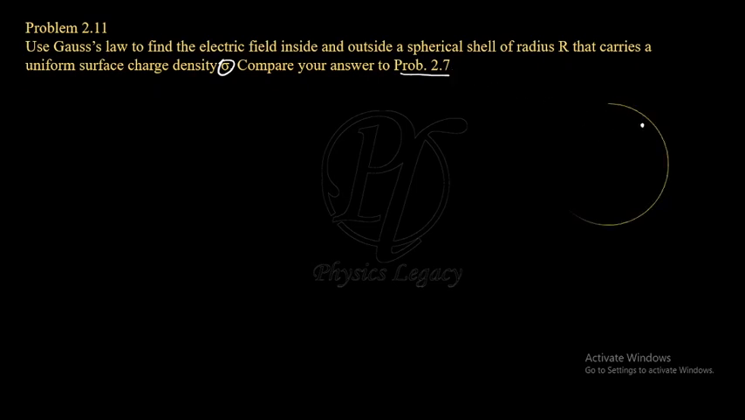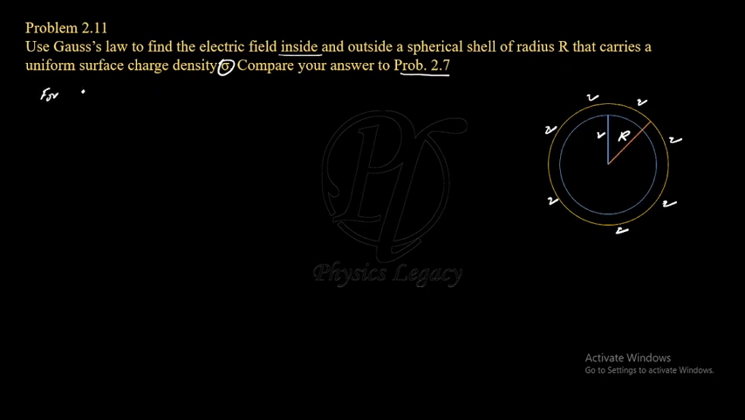So consider a spherical shell having a radius represented by capital R. And on the surface of this spherical shell, charges are uniformly distributed, called surface charge density. First we have to calculate the E field inside this spherical shell. So we consider a Gaussian surface in the form of a concentric sphere having radius small r. If you notice from the figure, for inside, small r is less than capital R.